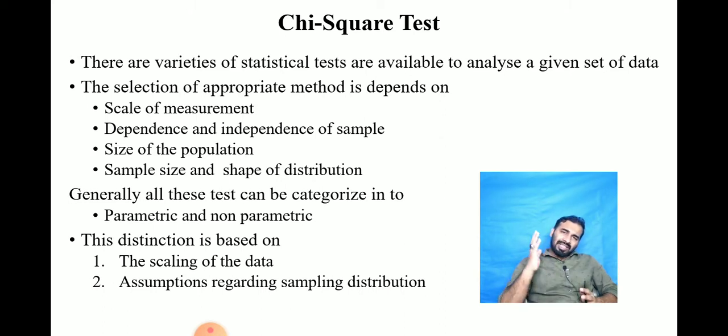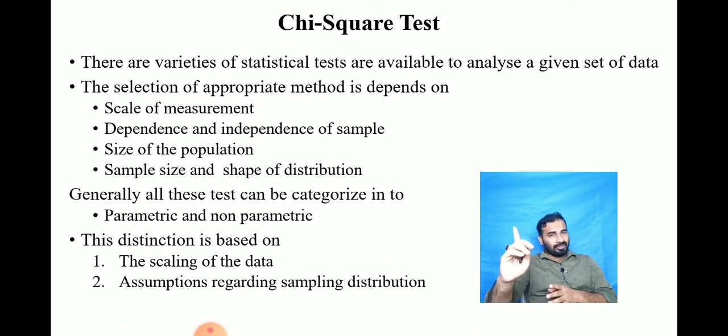All such tests generally can be categorized into parametric tests and non-parametric tests. Broadly, all the tests that exist can be categorized into parametric and non-parametric tests. This distinction is mainly based on two criteria. The first is what is the scale of your variable, and the second is what you are assuming about the sampling distributions.